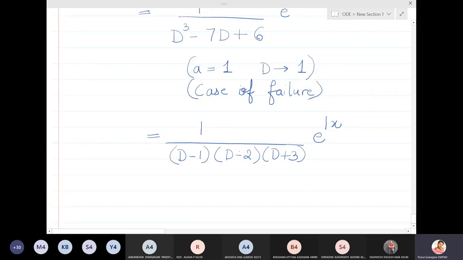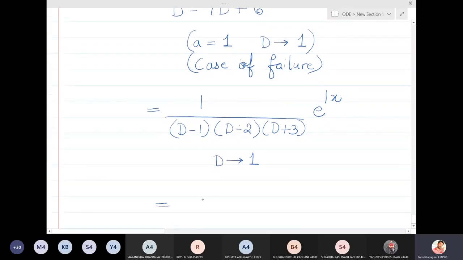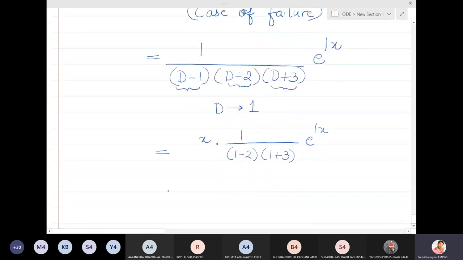And then I say that wherever there is no problem, put D equal to 1 directly. So D equal to 1 replaced, wherever there is no problem: 1 upon, here there is no problem, 1 minus 2, here also there is no problem, 1 plus 3, e raised to 1x. Where did the problem come? Here there is a problem, so just multiply it by x. So the final answer will be, this will be 4 and this will be minus 1. So minus x upon 4 e power x is the particular solution.